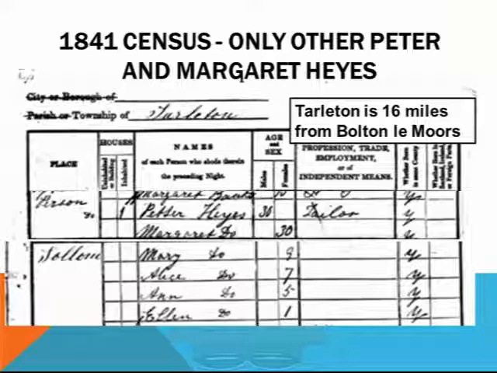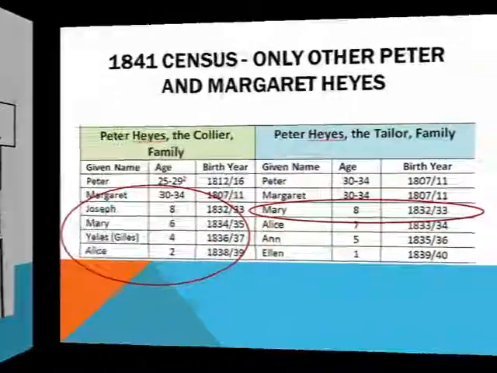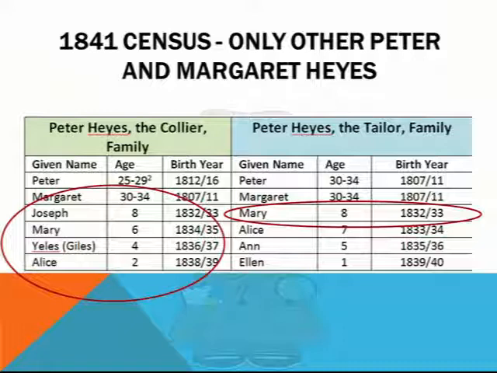We now go back to the 1841 census and take a wider look in the county to see if we can find Peter Hayes the tailor. We find him. He is living in a place called Tarleton, about 16 miles from Bolton le Moors. Comparing the two 1841 censuses, we see that the first Mary did not die after all. She is living with Peter Hayes the tailor. The other children are living with Peter Hayes the coal miner in Bolton le Moors.